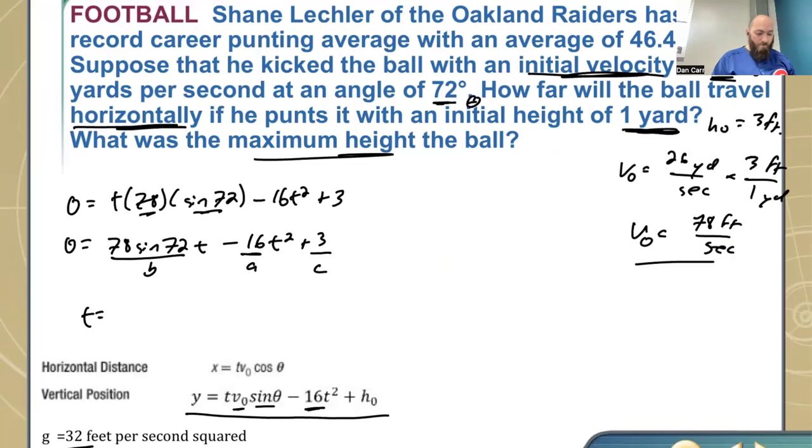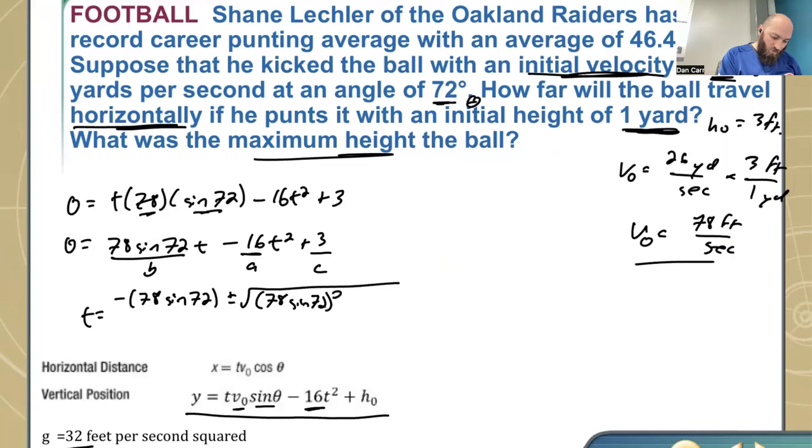So when I do that, it's going to be a little bit complicated because of the decimal number of 78 times sine of 72, but you just need to make sure you keep everything in track. So it will look something like this. It'll be negative b, so negative 78 times the sine of 72, plus or minus the square root of 78 times the sine of 72 squared, minus 4 times a times c, all over 2 times a.